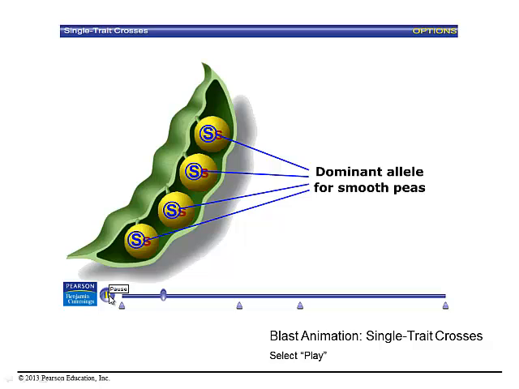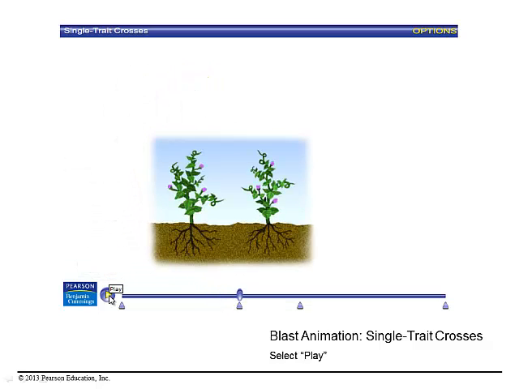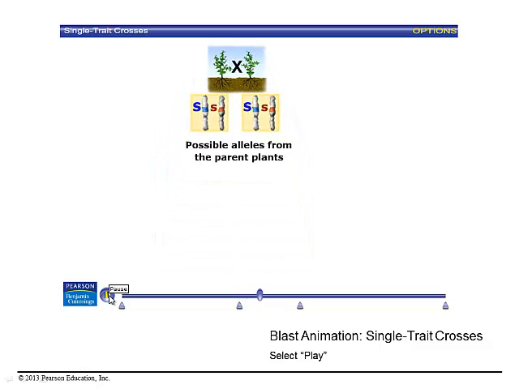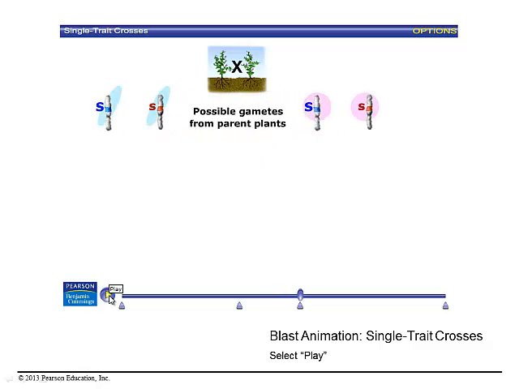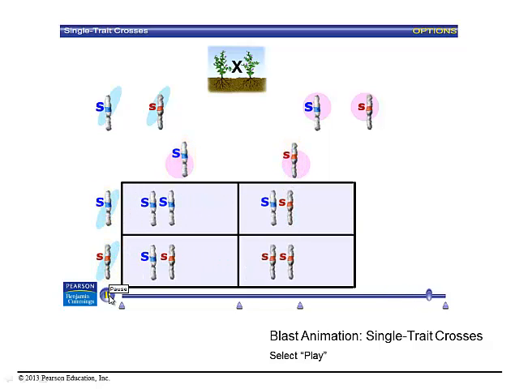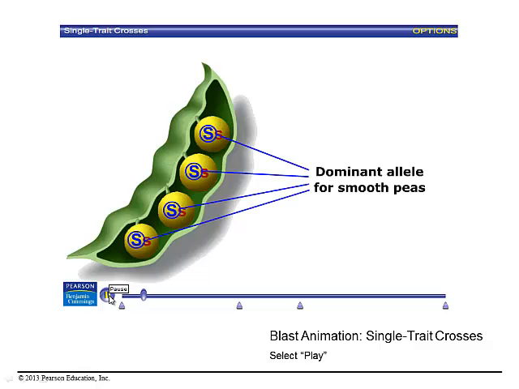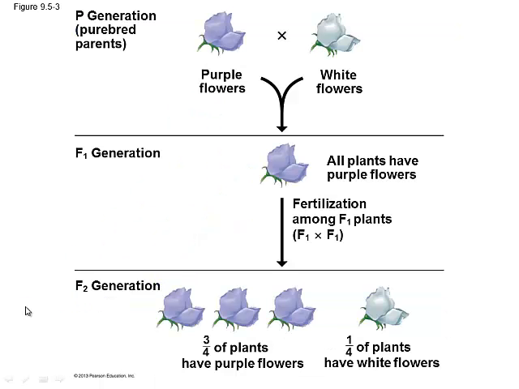So look at this little, so big S is dominant and little s is what? Recessive. Correct.